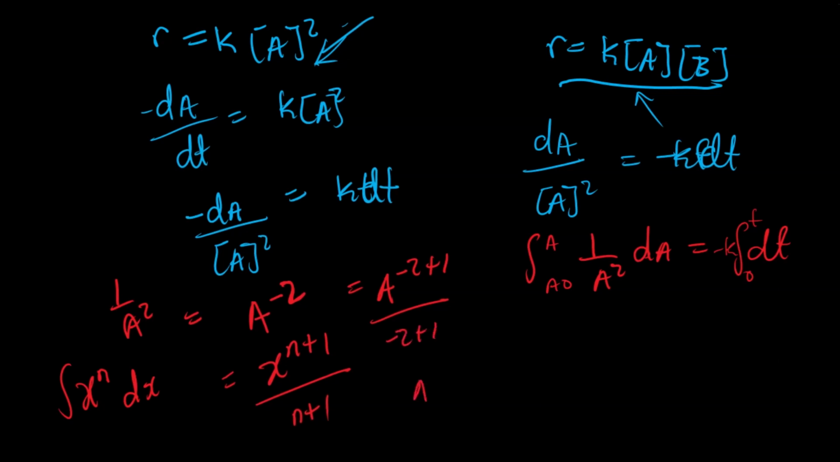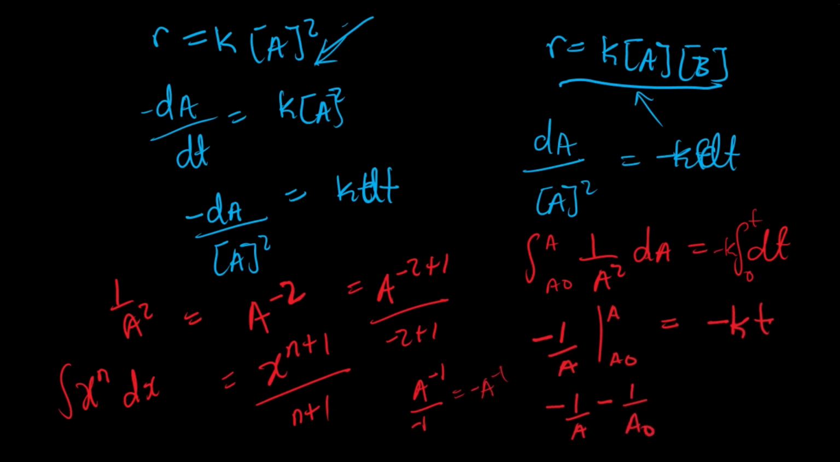Applying that here, we would have A to the power of minus 2 plus 1 divided by minus 2 plus 1, and this is going to give us A to the power of minus 1 divided by minus 1. So here we would have minus 1 over A, and we're taking limits from A naught to A, and this is going to be equal to negative kt. Because of course t minus 0 would be t, so we don't have to stress with the limit for this side. Now for this side we would have negative 1 over A minus, minus 1 over A naught, because we already have a minus here, and this is going to be equal to negative kt.